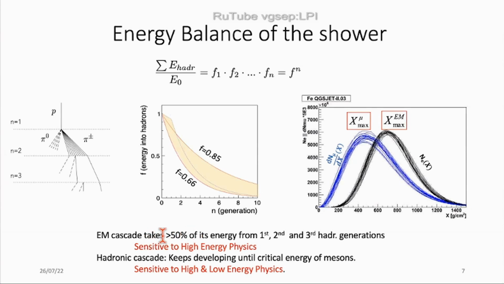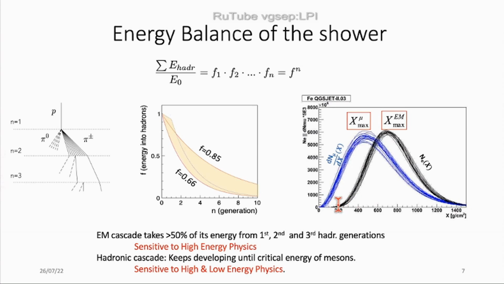And we can conclude from here also that the electromagnetic cascade is sensitive to high energy physics, whereas the hadronic cascade is more sensitive to the high and low energies, because the muons are produced at the very end of the hadronic cascade, whereas most of the information we get from the electromagnetic cascade is driven by the first interaction, because it's the greatest contribution to the energy.